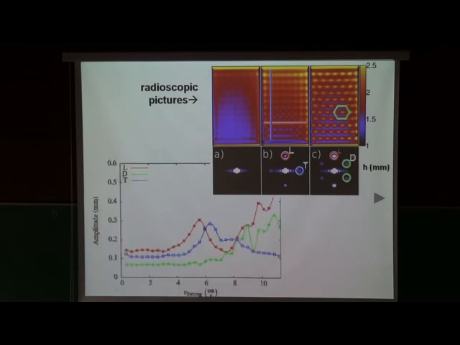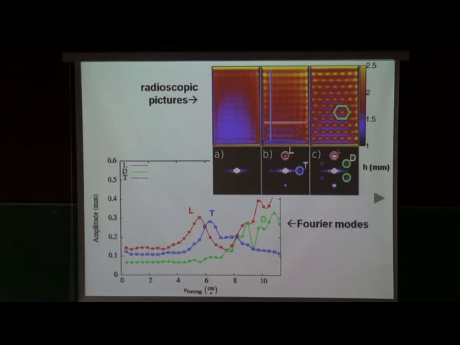So this is this regime. Here you get the Fourier modes, and within 5 to 7 centimeter per second driving velocity, you get here this L and T mode is high, and this is the squares regime. This is not yet understood, and we are looking for a model.